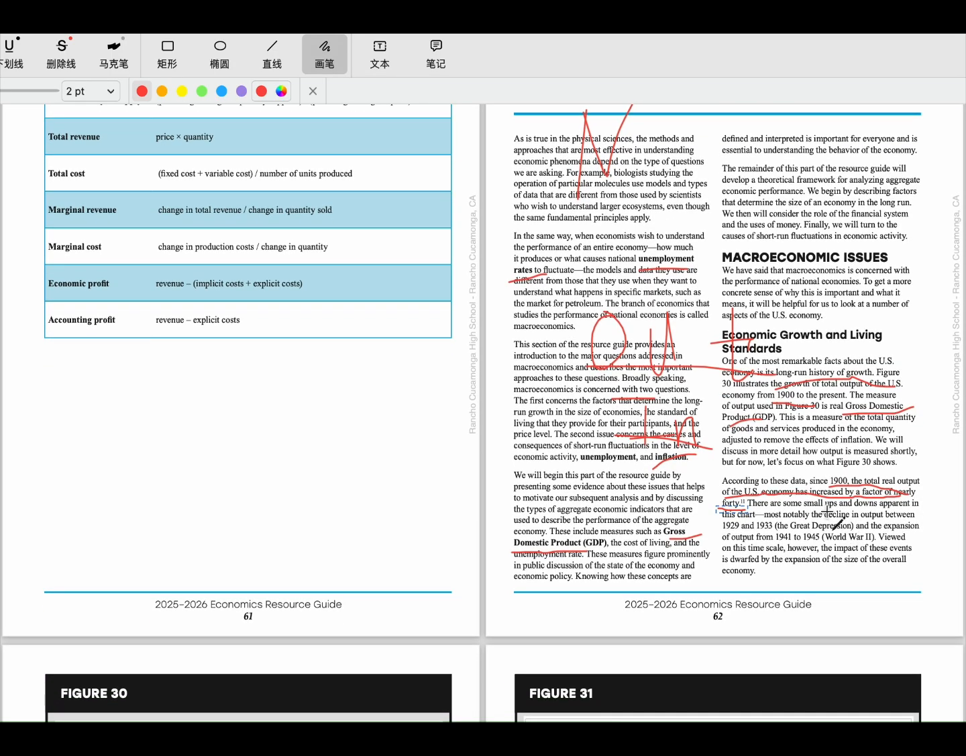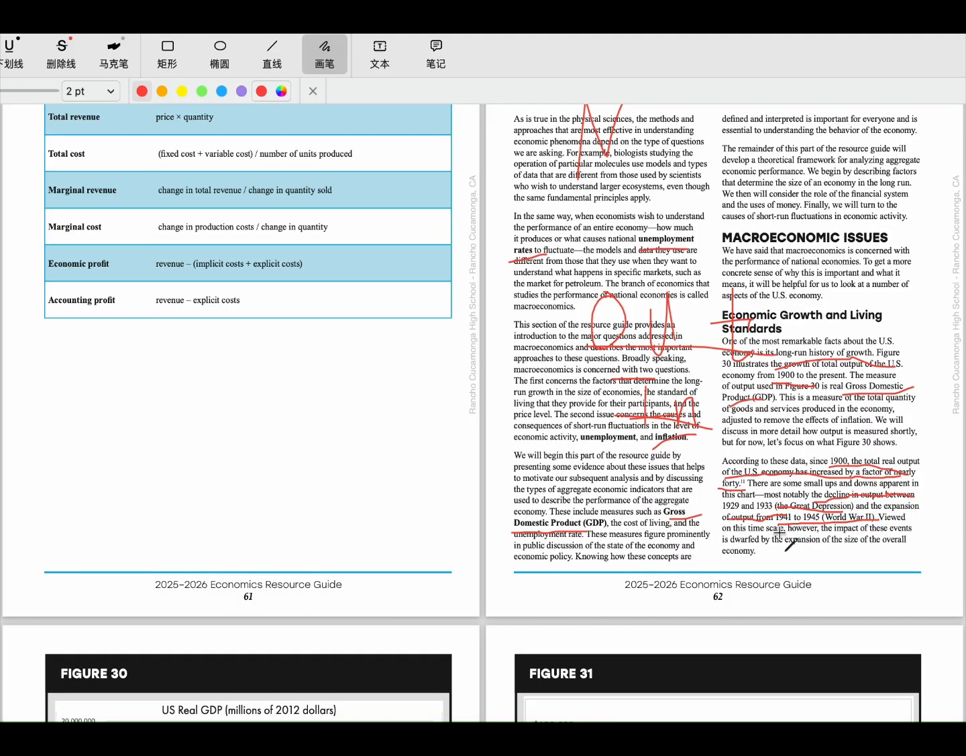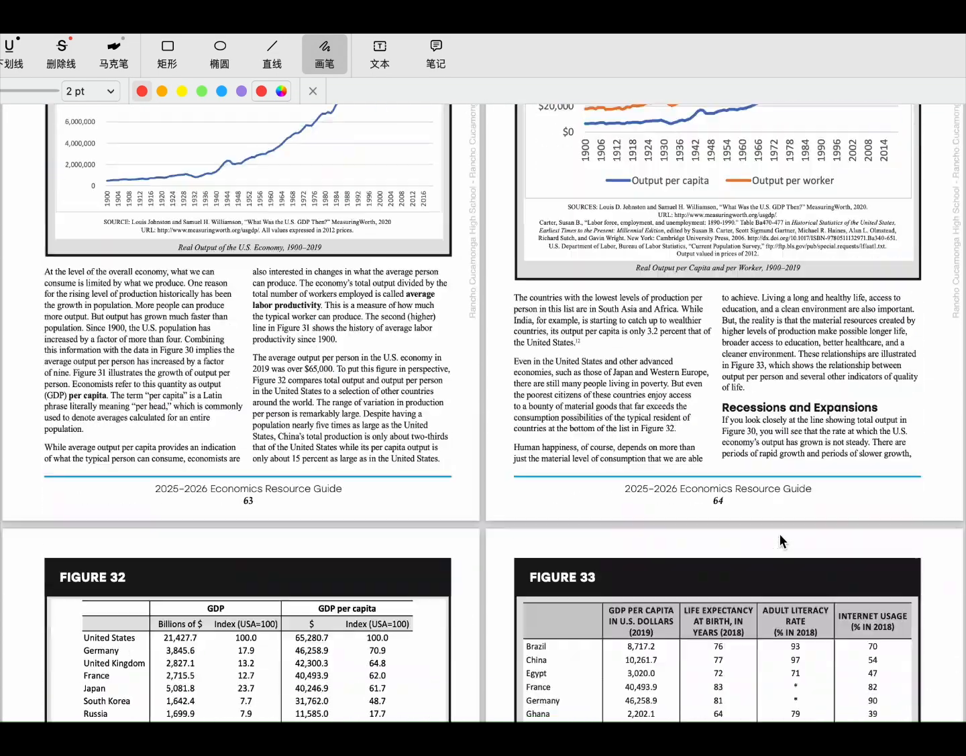But with ups and downs, two of the ups and downs is decline in output between 1929 and 1933. That's the Great Depression, 1929 to 1933. And also 1941 to 1945, which is World War II, where there's an industrial boom because all the unemployed now got a job in the war industry.